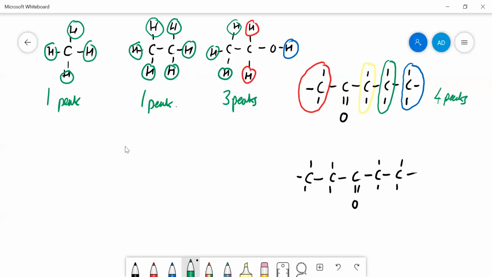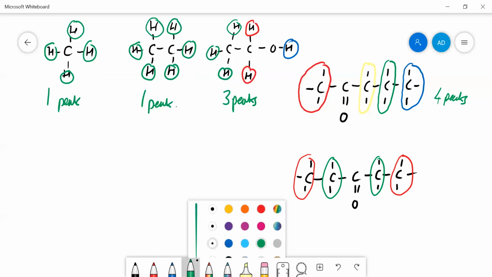Let's have a look at pentan-3-one. Now there is symmetry here. Those 3 are the same as those 3 there, and those 2 are the same as those 2 there. So that would only give you 2 peaks.